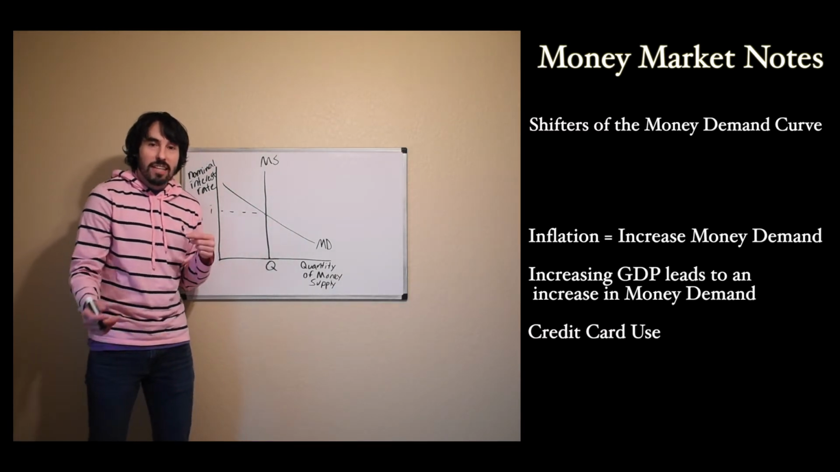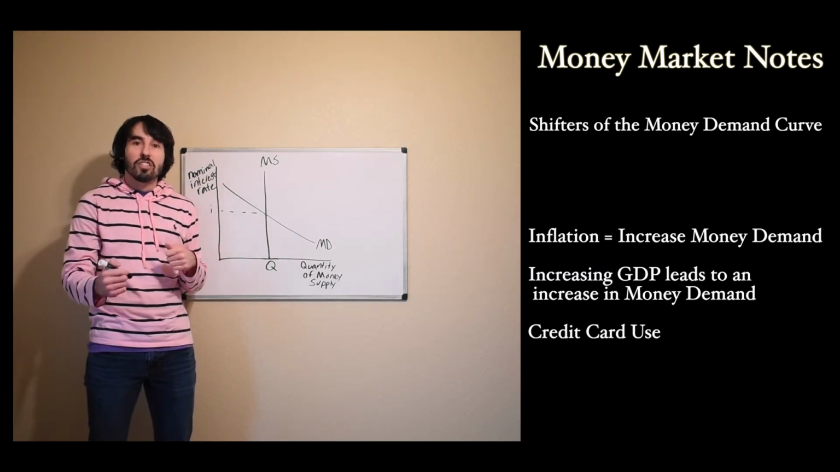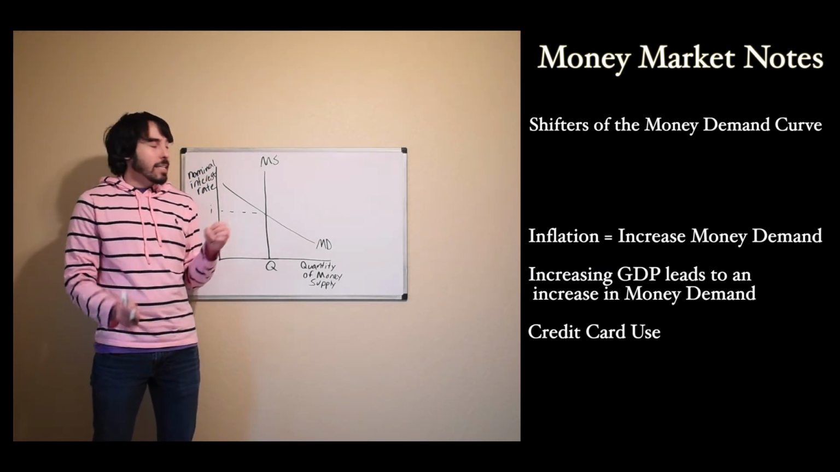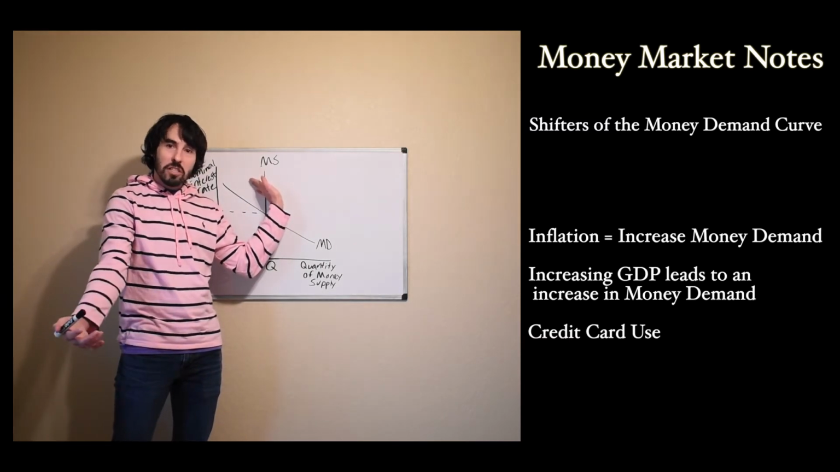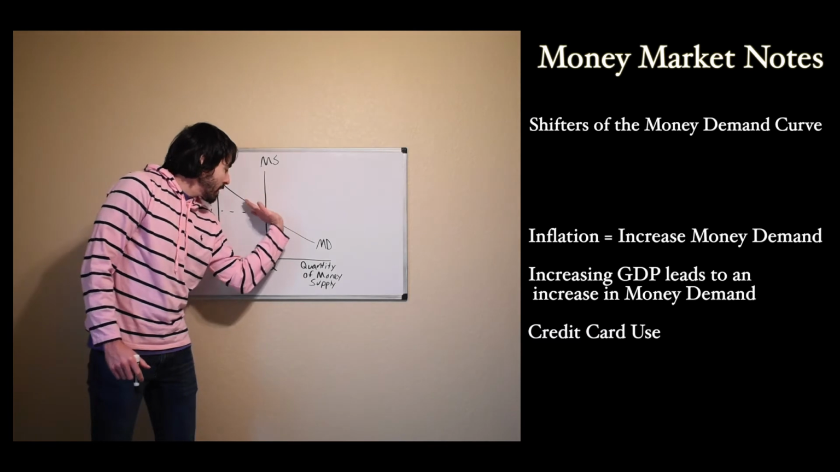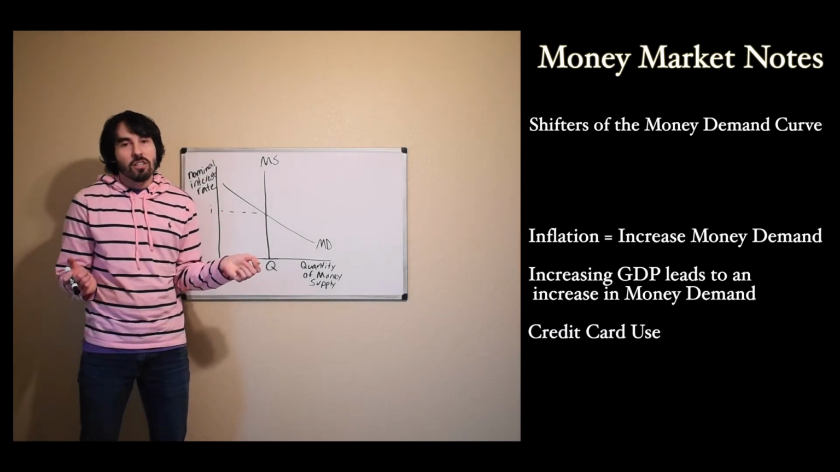Another thing that's going to affect that is growth. If the GDP is increasing, more people are having jobs, more people are spending money, the money demand curve is going to increase and shift to the right. If GDP decreases and we go into a recession, we'd expect the money demand curve to decrease and shift to the left.